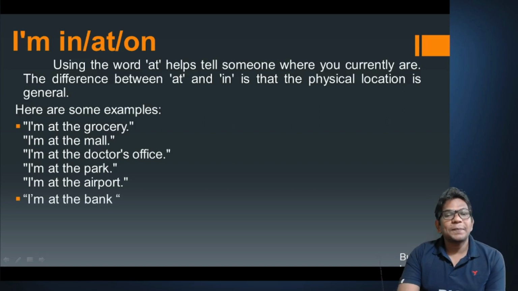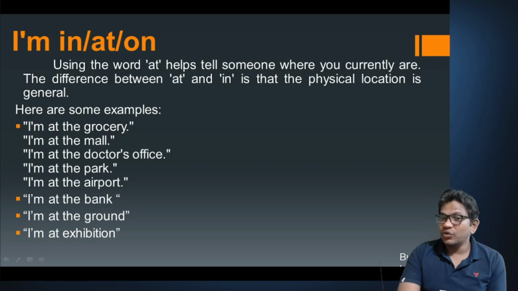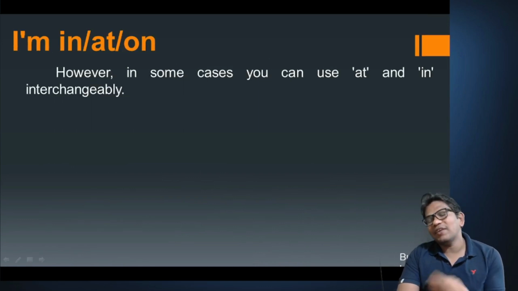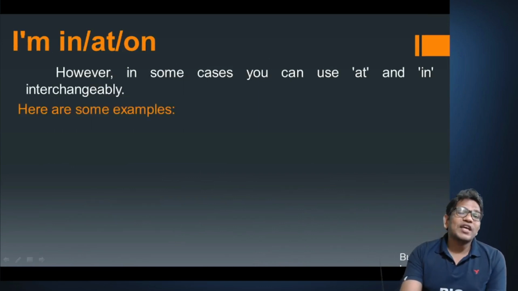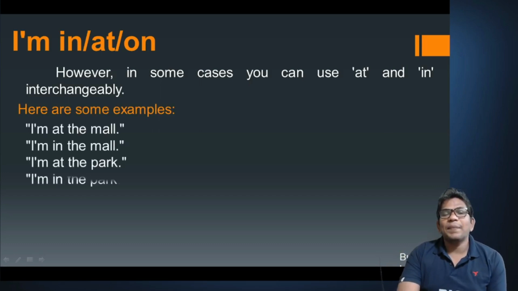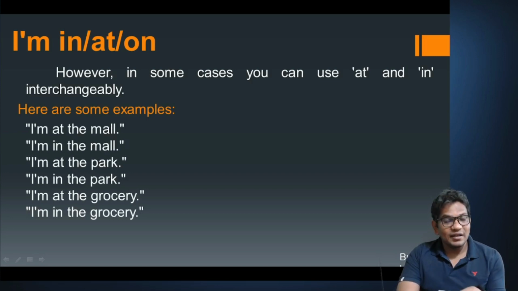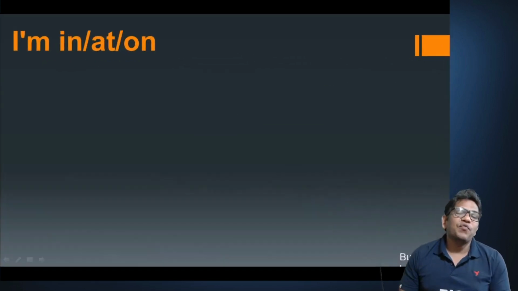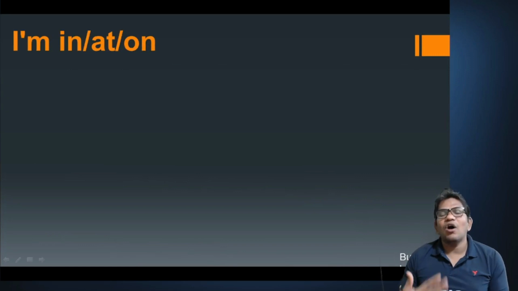I'm at a bank, you can say that. I'm at a ground. I'm at the exhibition. So guys, in some cases you can use at and in interchangeably, meaning the same thing. Example: I'm at the mall, I'm in the mall. I'm at the park, I'm in the park. I'm at the grocery, I am in the grocery. So some phrases we use interchangeably, whether it's in or at, right?